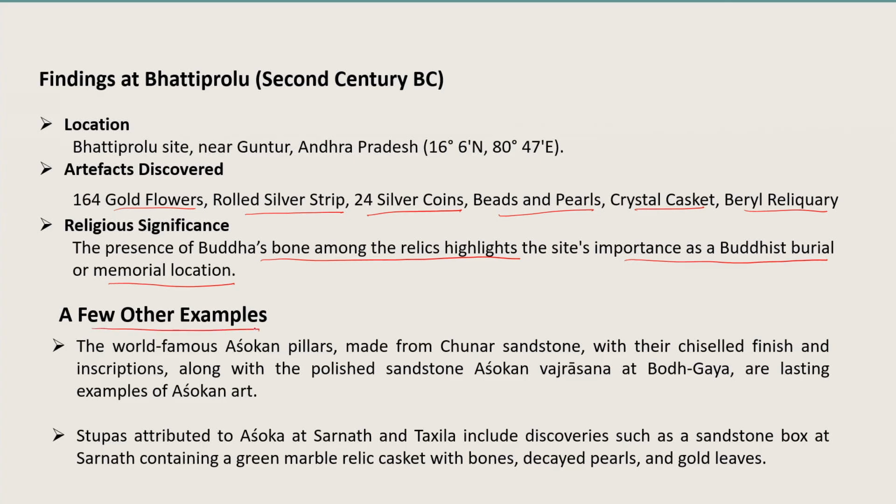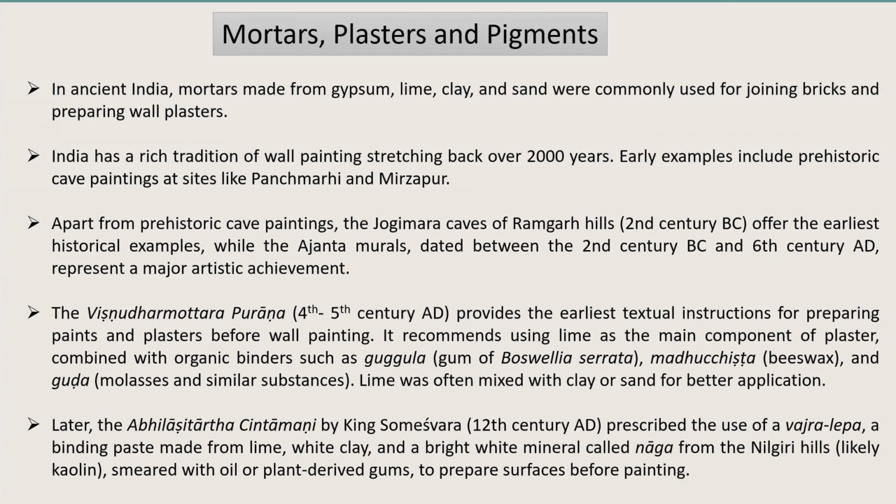A few other examples: the world famous Ashokan pillar made from Chunar sandstone with its chiseled finish and inscription, along with the polished sandstone Ashok Vajrasan at Bodh Gaya, are lasting examples of Ashokan art. Stupas attributed to Ashoka at Sarnath and Takshashila include discoveries such as a sandstone box at Sarnath containing a green marble relic casket with bone, decayed pearl and gold leaves.